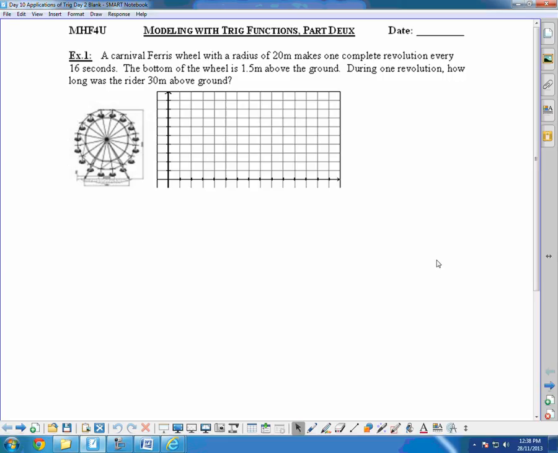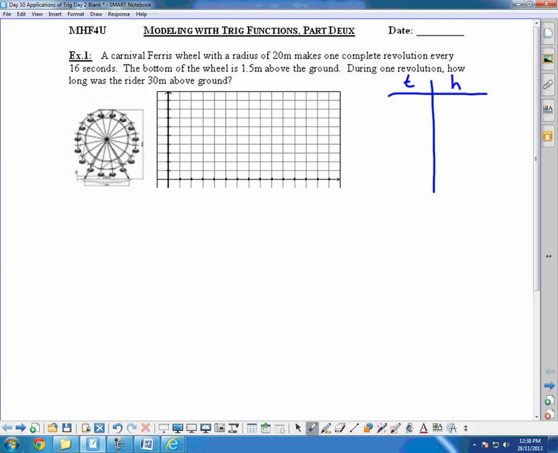We want to know how long the rider is 30 meters above the ground. So what we have to do, the difference between today's question and the ones from yesterday is, we all had all the data. Today we got to interpret the data and get the data from the information. So I'm going to do that by making a little chart over to the side here. So this is time and this is height, sorry.